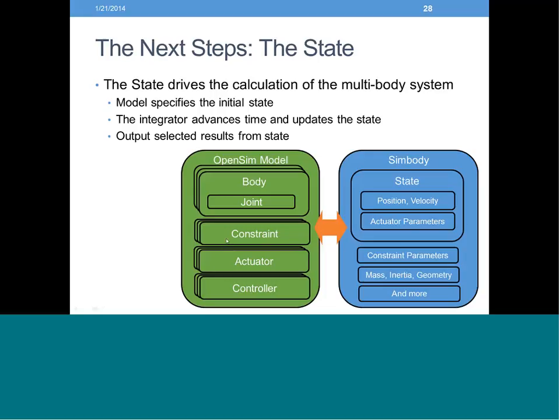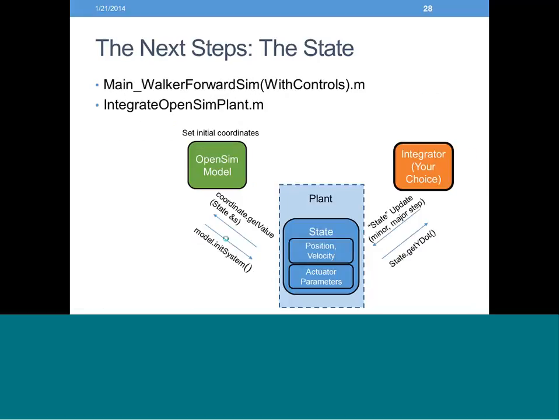So when you're now interfacing your model with OpenSim using this integrate OpenSim plant, we are basically separating the state from the integrator, and that's what I'm calling the planting. The example of this is in the user functions folder. There is a script file called main walker forward sim, and there's one with controls as well.